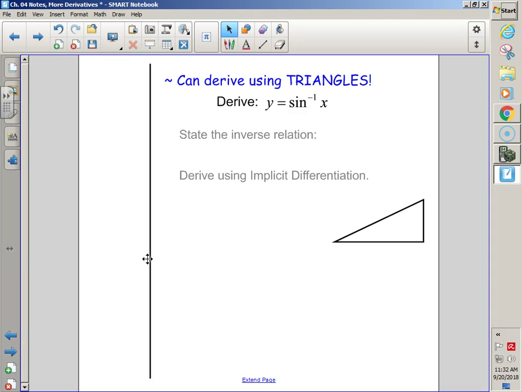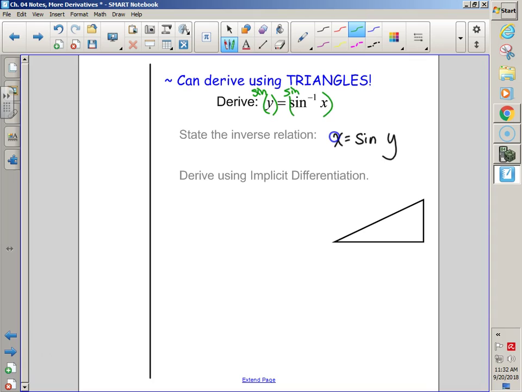Speaking of geometry, triangles. If we are given y equals sine inverse of x, can't I say it's the same thing as x equals sine of y? Think of it this way. If I were to take sine of both sides, or you can think of switching x and y and ending up at the inverse of the inverse, which is the original. Ooh.